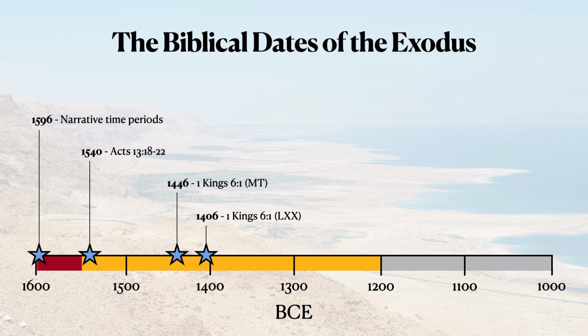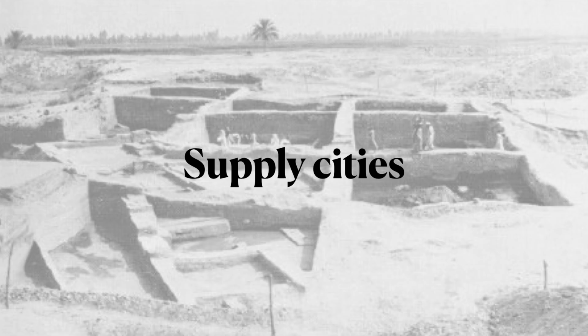What's clear here is that there's more than one biblical date, and they're spread over a period of almost 200 years, and yet they're each as biblical as each other. Depending on your view of Scripture, that is a big problem. Maybe archaeological evidence can help us out. Let's take a look at two relevant discoveries, starting with supply cities.